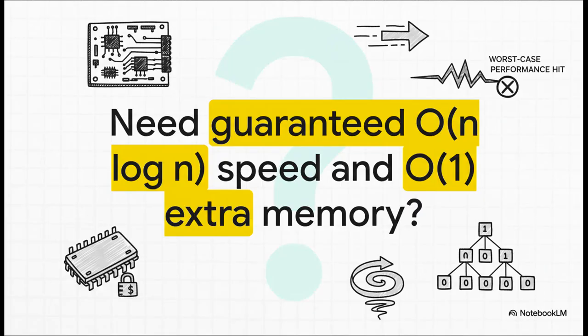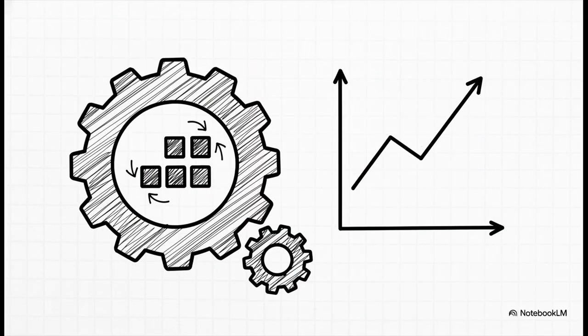So picture this, right? You're working on a system where memory is super tight. Maybe it's an embedded device. And you just cannot afford a worst-case performance hit that grinds everything to a halt. You need speed, for sure, but you also need rock-solid reliability. So, what's the right tool for the job?